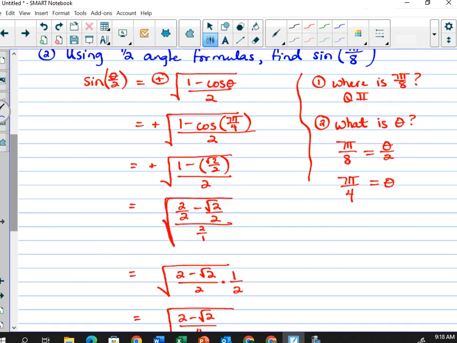So you're going to use cosine of theta over 2. Write the formula. Decide positive or negative first, and then just evaluate your formula from there.